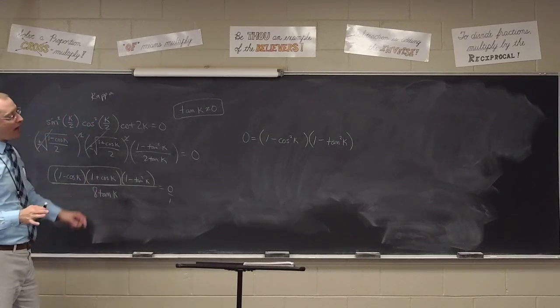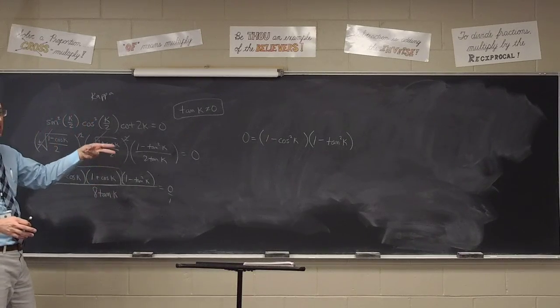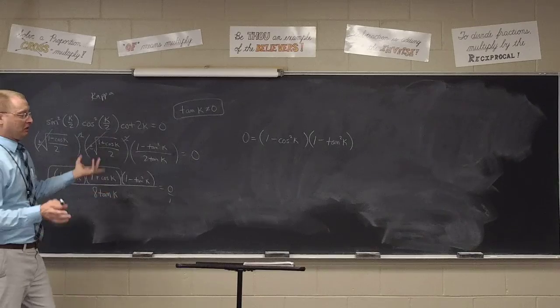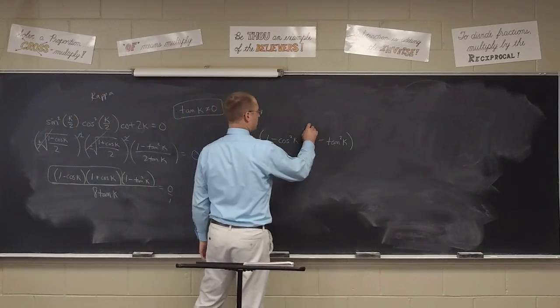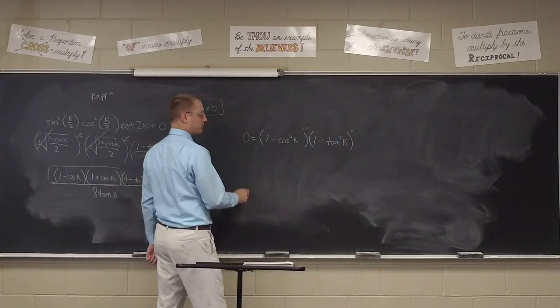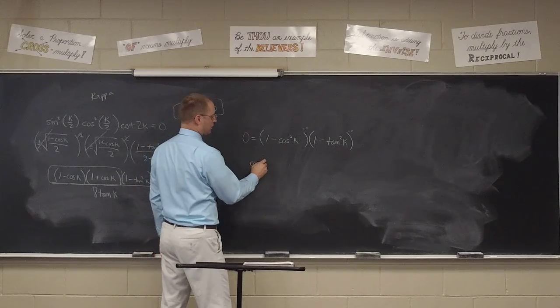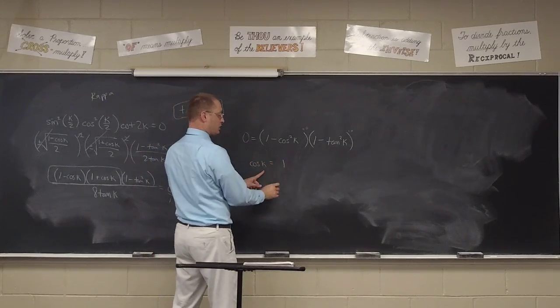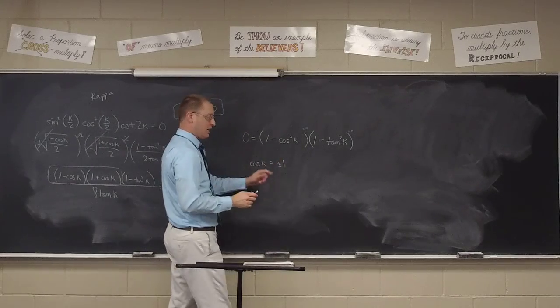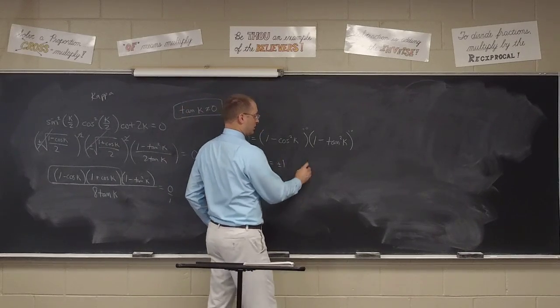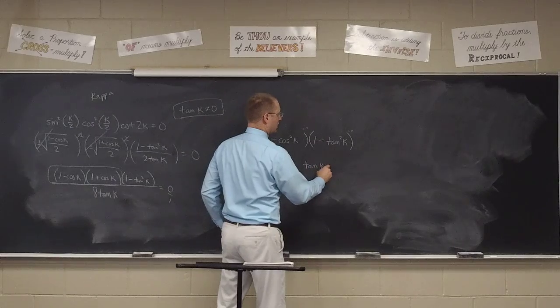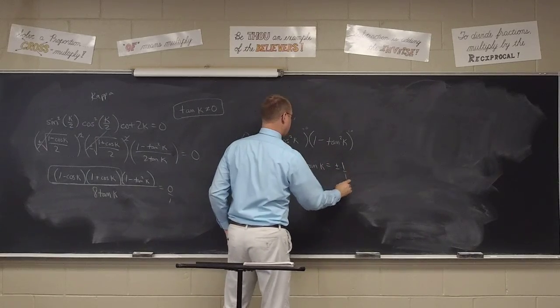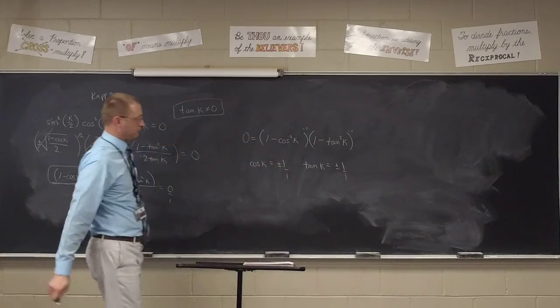And so I've got 2 factors set equal to 0. Set them both equal to 0 to get what? Cosine equals positive 1. Good. Cosine squared equals 1. Take the square root. Cosine equals positive or negative 1. And tangent equals positive or negative 1. And the same exact thing is going to happen here. In both cases, let's put them over 1.